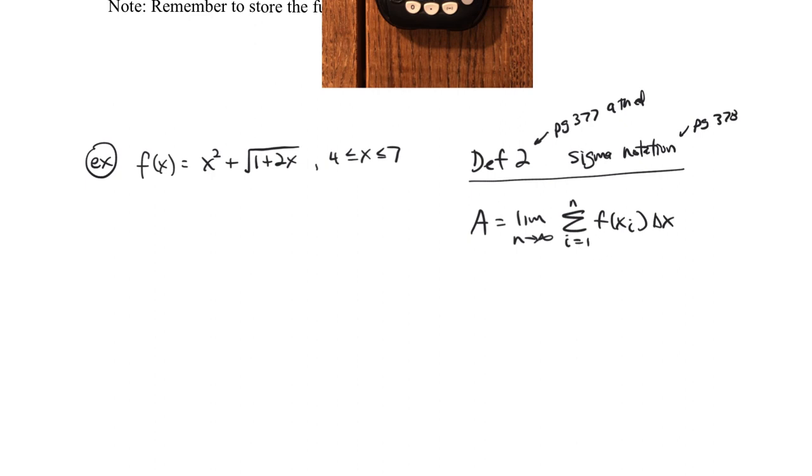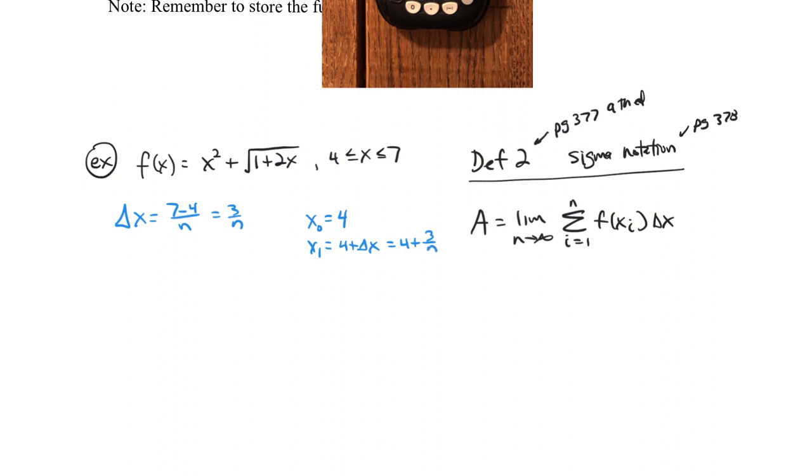So to do this problem with this definition, we look at what they're saying here. x is between 4 and 7, so this would be like our a and b. So we can go ahead and figure out delta x. Delta x is going to be 7 minus 4 over n, which is 3 over n. And we know we're starting at 4, so x sub 0 would be 4. And then x sub 1 is going to be 4 plus delta x, so that's 4 plus 3 over n.